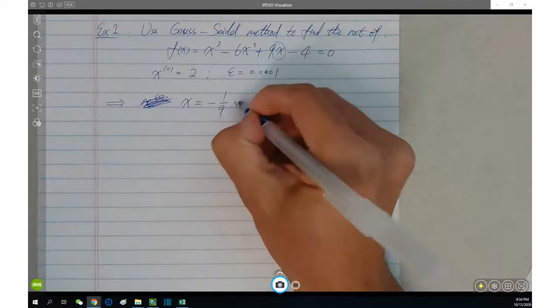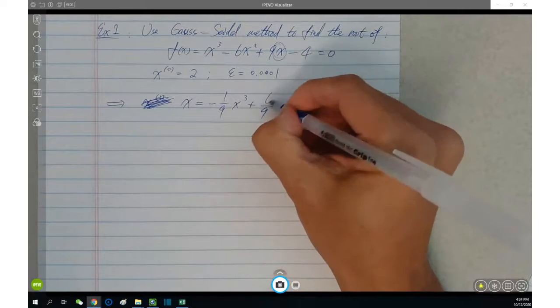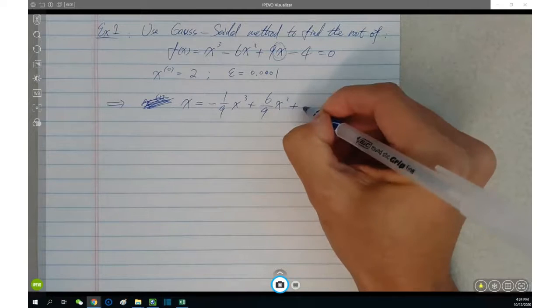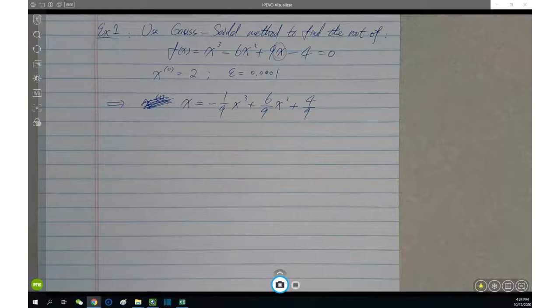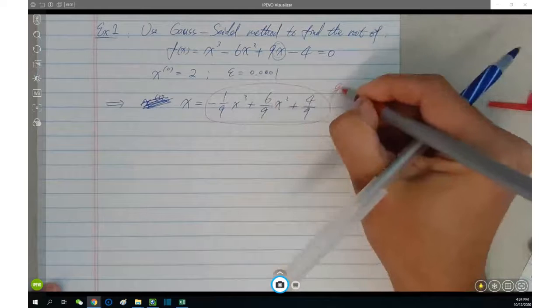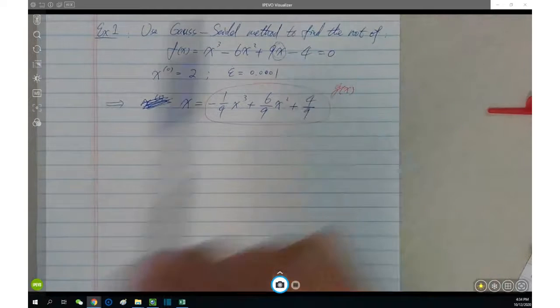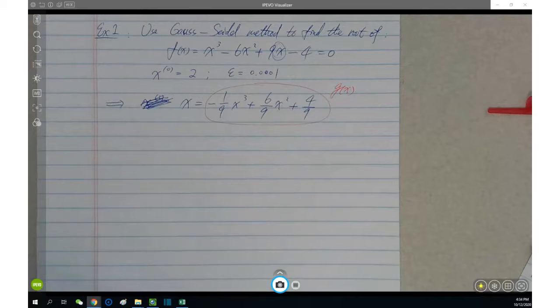Equals to, make sense? And this is, of course, our g of x. Nothing, just very simple algebra to derive this x here. The result is in terms of x, so it's not solved. It's just pretty much reorganizing this given equation.